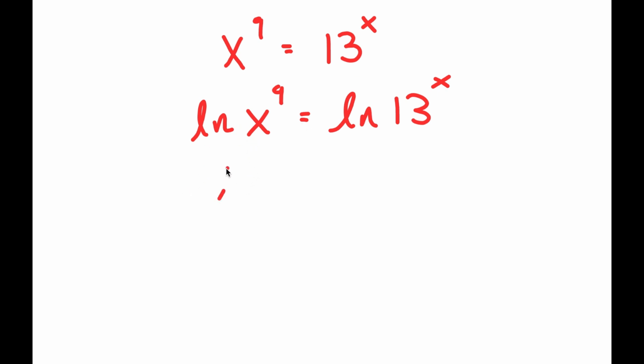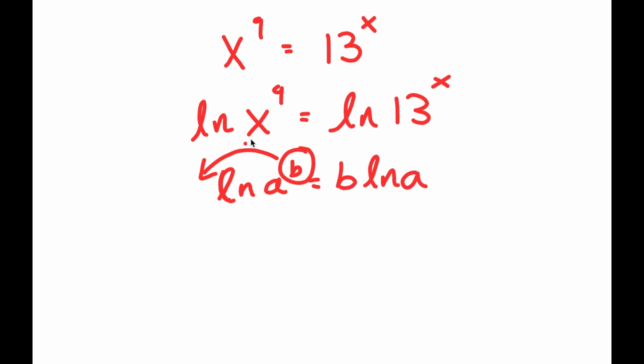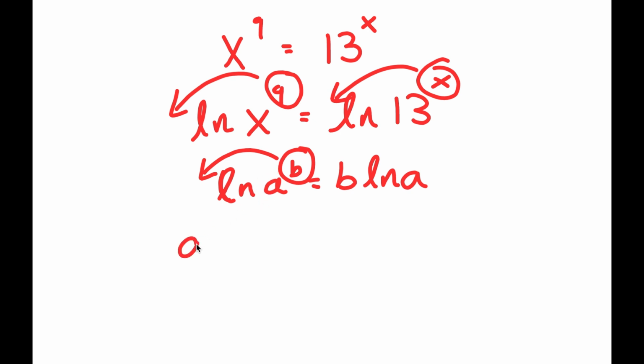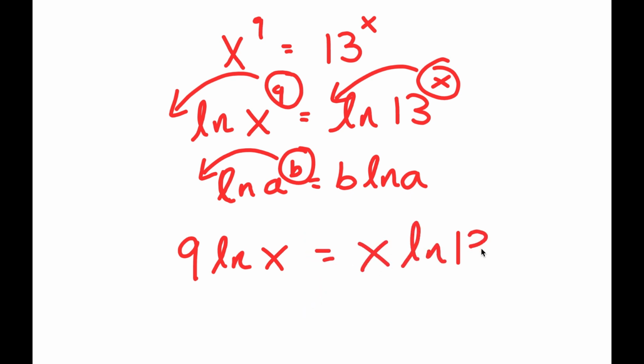Now, if I have something in the form ln a to the power of b, I can move this exponent b to the front. So this is the same thing as b times ln a. So ln x to the power of 9, I can move 9 to the front. And ln 13 to the power of x, I can move x to the front. So now I get 9 times ln x is equal to x times ln 13.